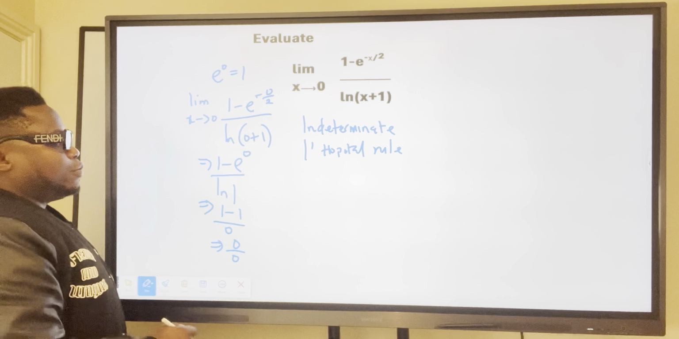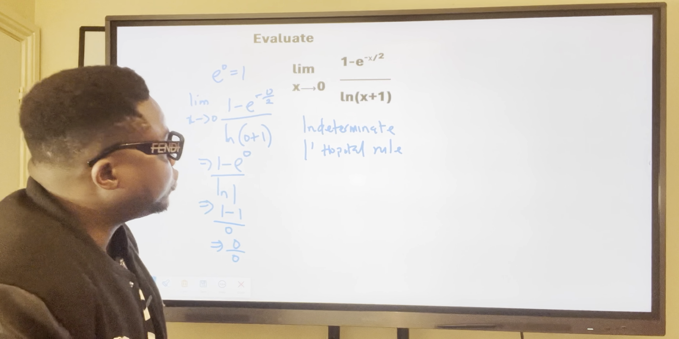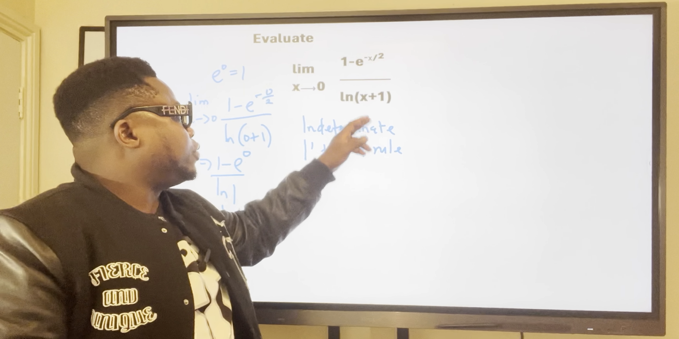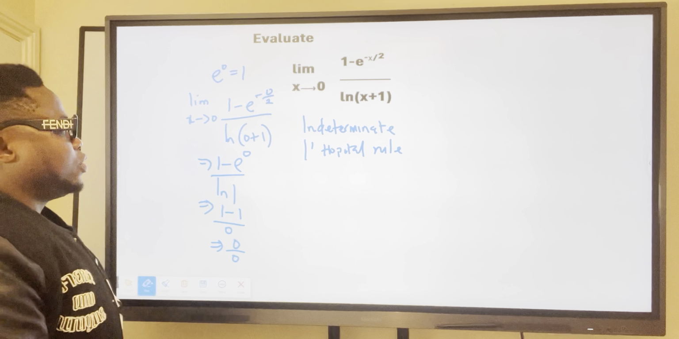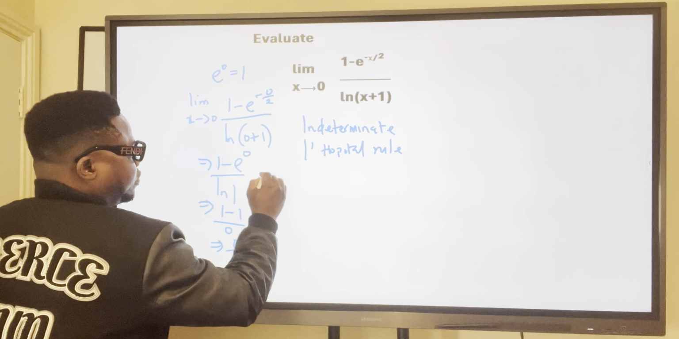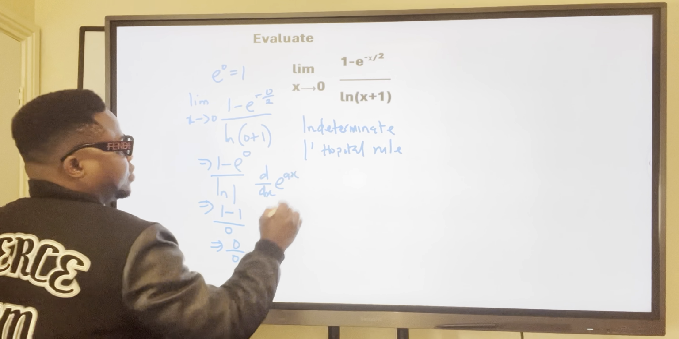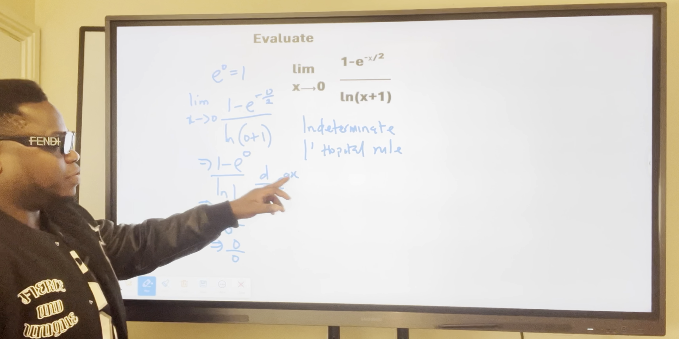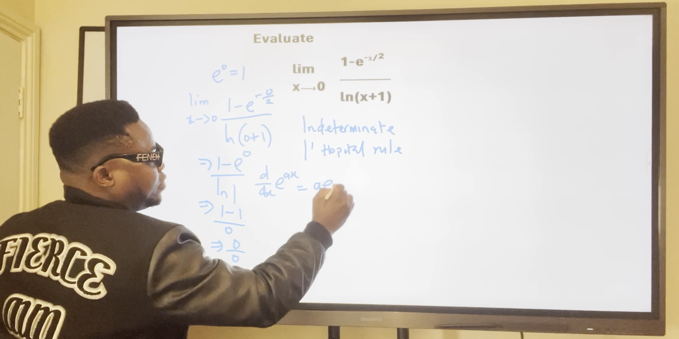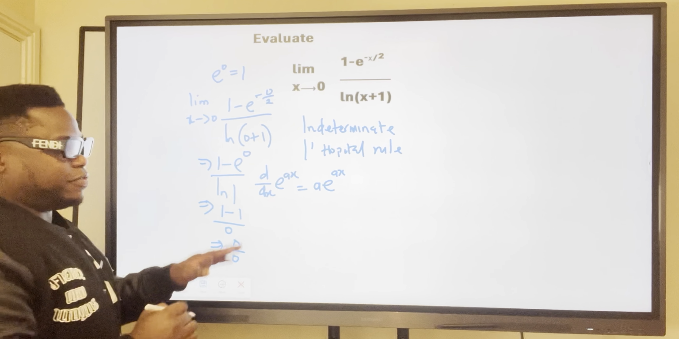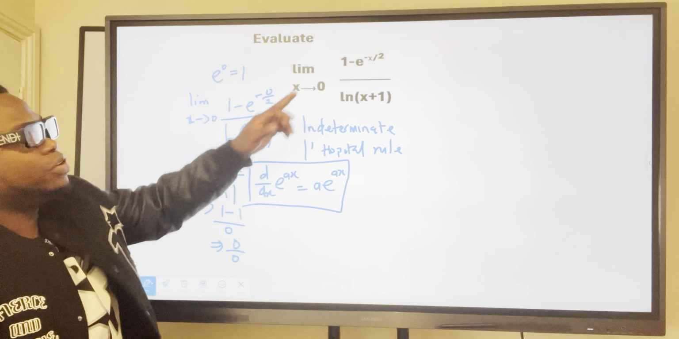Okay. Now, doing so, remember that looking at the numerator here is an exponential expression, and the denominator here is a logarithmic expression. So I'm going to differentiate the numerator using this formula. Remember, if you have d over dx of e raised to the power of ax, where a is the coefficient of x, if you differentiate this, you're going to have a times e raised to the power of a times x. This is the formula. So I'm going to use this to differentiate the numerator.